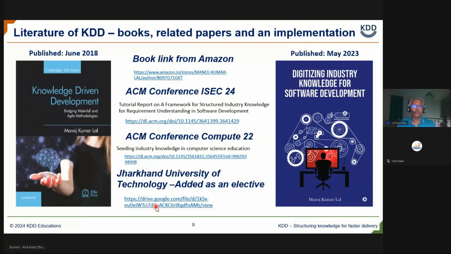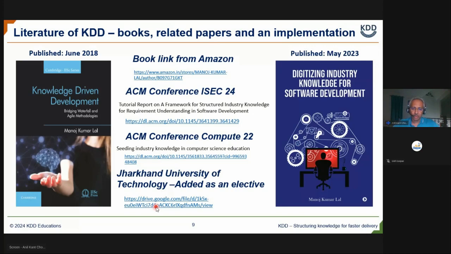Just an overview of this KDD book. There are actually two books. Both are available on Amazon. So if anybody is interested, they can still take it and read it in more detail. This has been published. There have been conferences where it has been presented. And in fact, some colleges, some institutes have even adopted it for their curriculum. So this is what KDD has done.